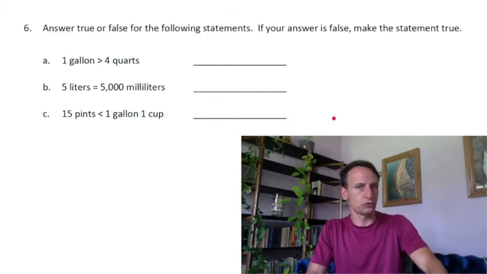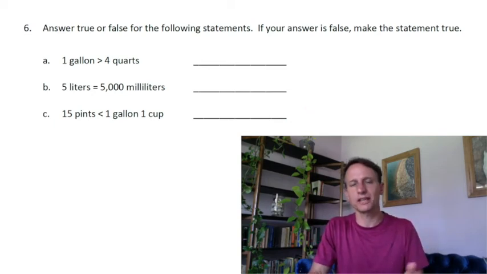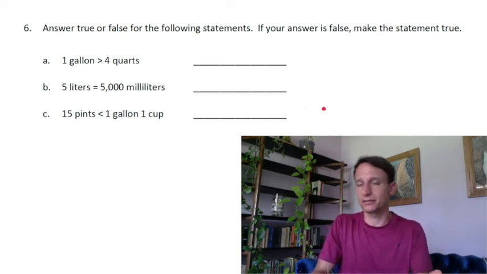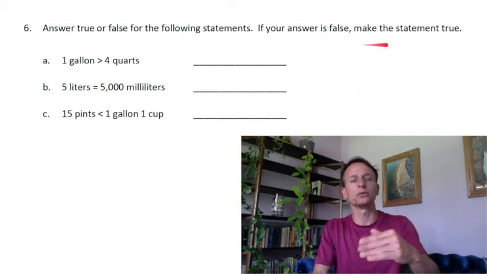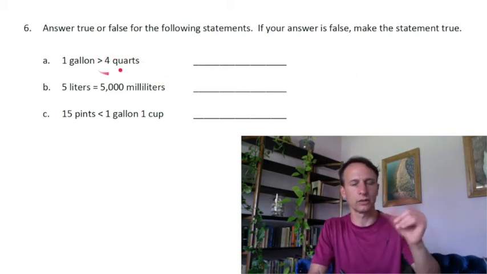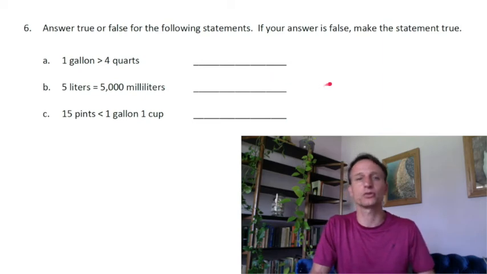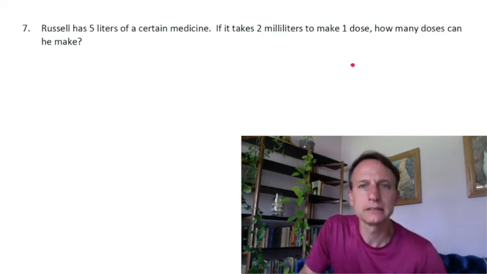And true, false, we had these in lesson 1 as well, but you basically have to do the conversions to find out if they're true, and then if they're false. On this one it's different, it says make the statement true, so you can rewrite it any which way. Probably the easiest thing to do would be to change the greater than, less than, equal to symbol to make it true. Then we have a couple more of these at the end here.